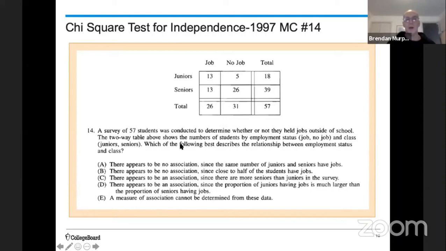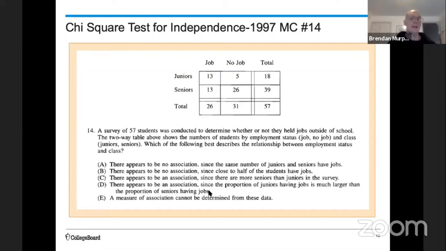So which of the following best describes the relationship between employment status and class? There appears to be no association. That doesn't feel good. C, there appears to be an association since there are more seniors than juniors in the survey. I think I like the first half of that. I'm not sure I like the second half of that sentence. There appears to be an association since the proportion of juniors having jobs is much larger than the proportion of seniors having jobs. Yeah, the answer is D here.